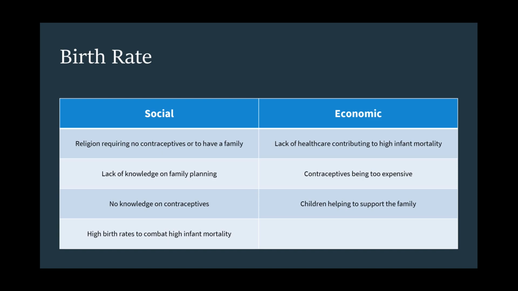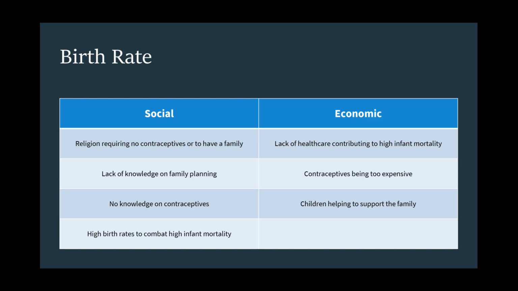And then children helping to support the family, linking to having more children because more of them might die. The point is that certain families rely on their children to help them both work and for income as well in certain situations. So that is another reason why birth rates might be high in certain places. And you can just think of the opposites for why they might be low as well.